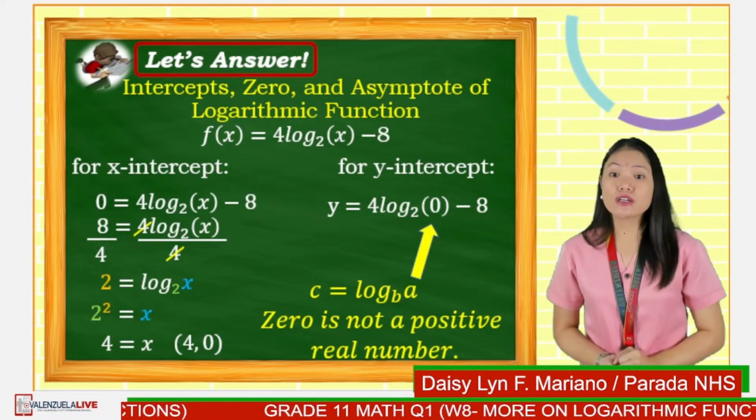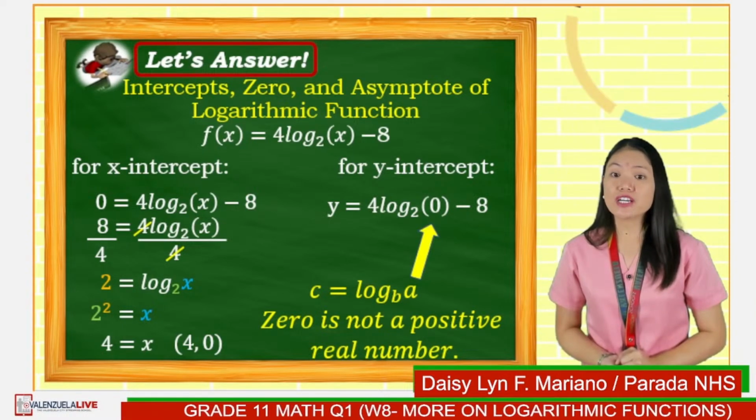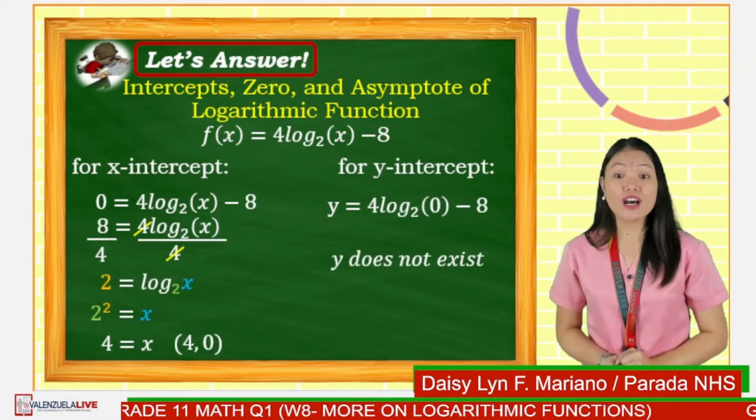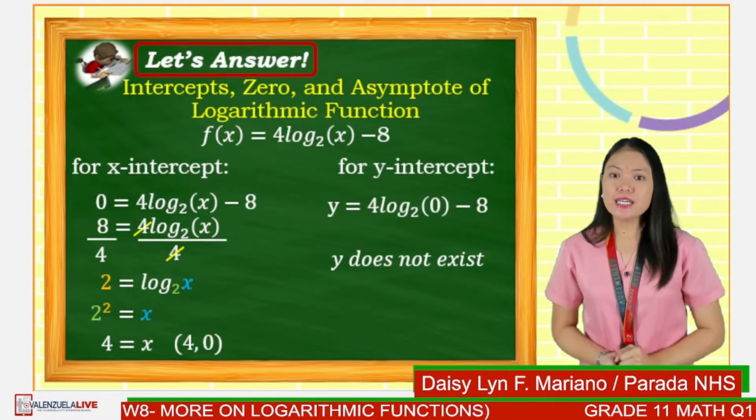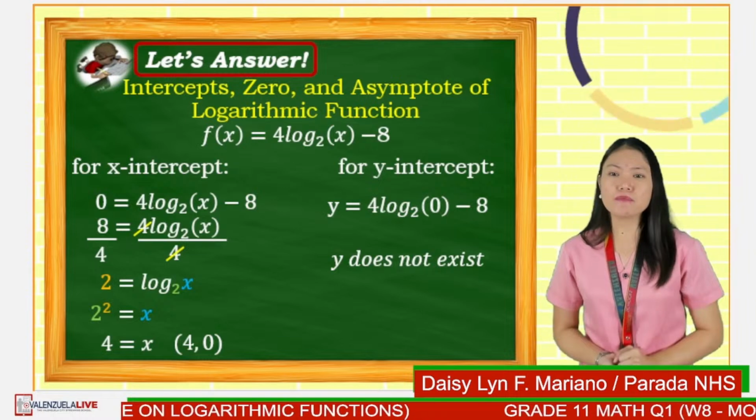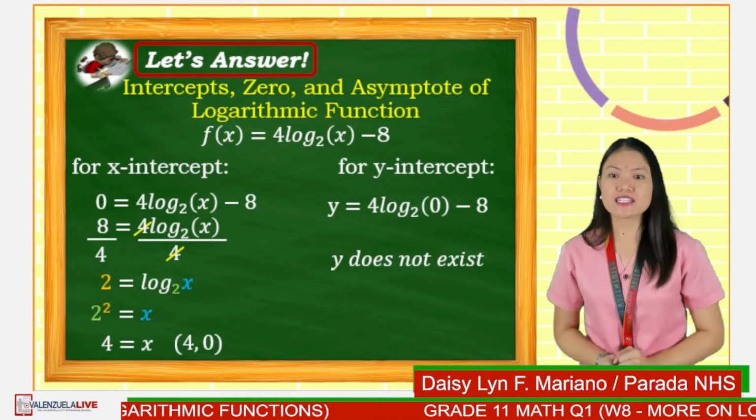So, logarithm of 0 with base 2 is not defined. Thus, y does not exist. This implies that the graph will not pass through the y-axis.